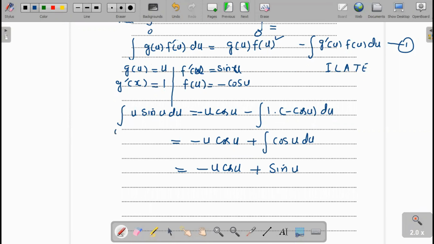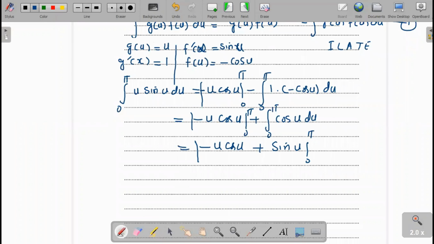Now the limits are 0 to pi. Now we put the values here, from 0 to pi. We see what the value is equal to: minus u into cos u plus sin u. Now we put in the lower limit value: minus 0 into cos 0, and sin 0.